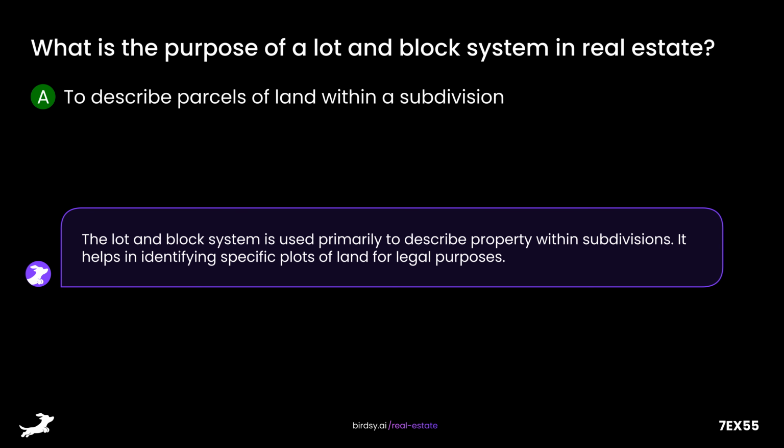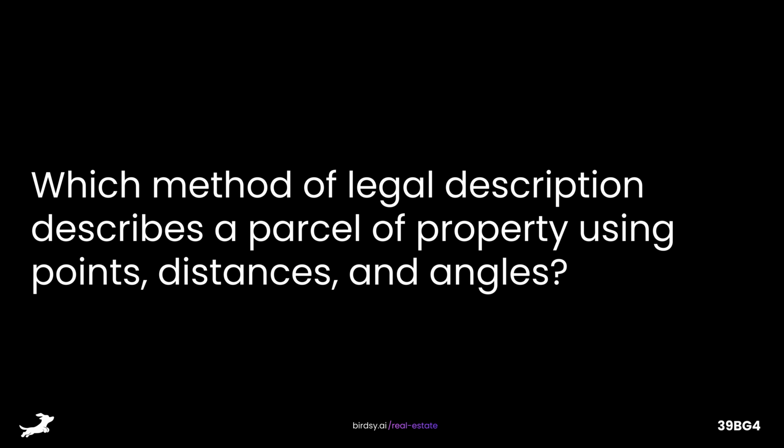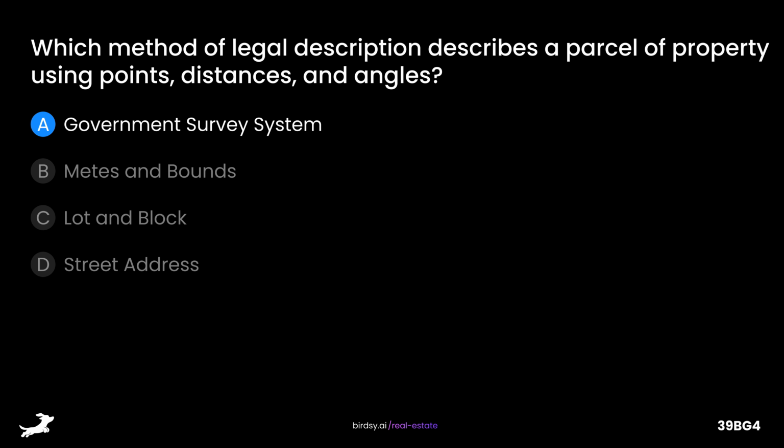The lot and block system is used primarily to describe property within subdivisions. It helps in identifying specific plots of land for legal purposes. Which method of legal description describes a parcel of property using points, distances, and angles? Is it A, government survey system, B, meets and bounds, C, lot and block, or D, street address? The answer is B, meets and bounds.